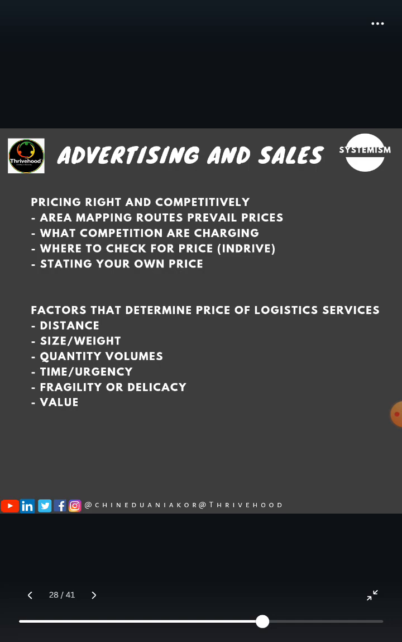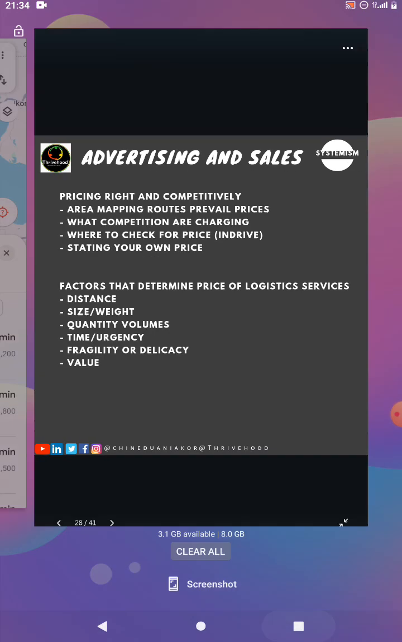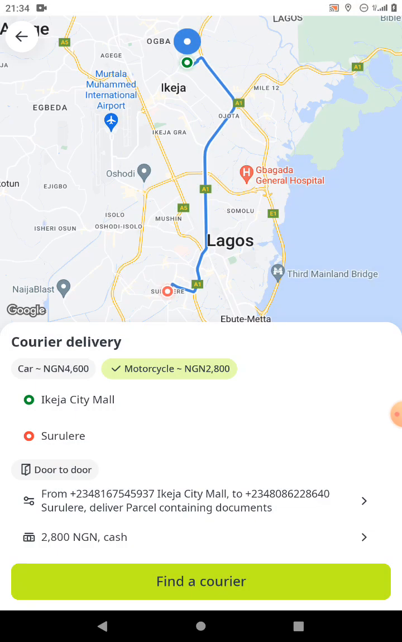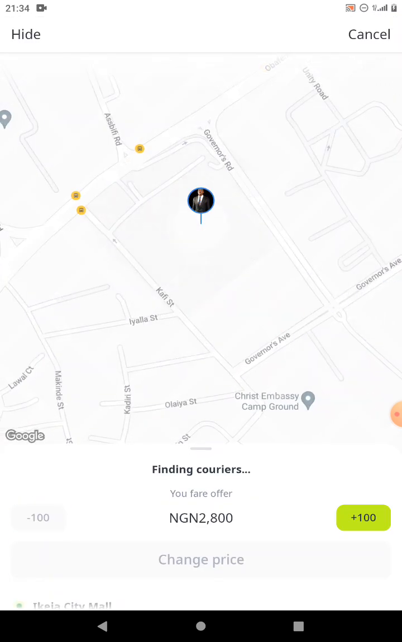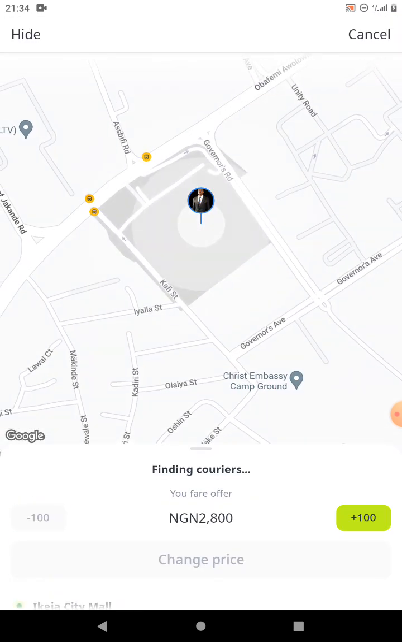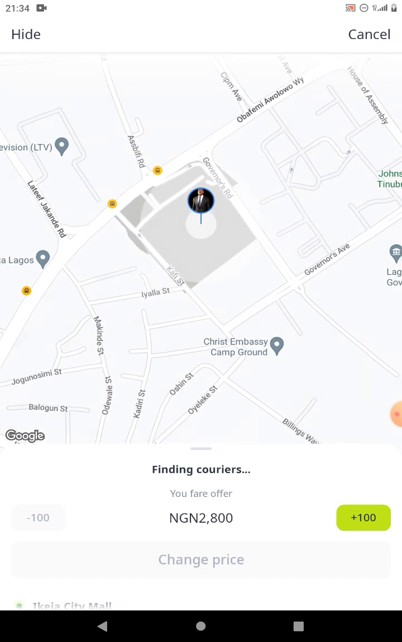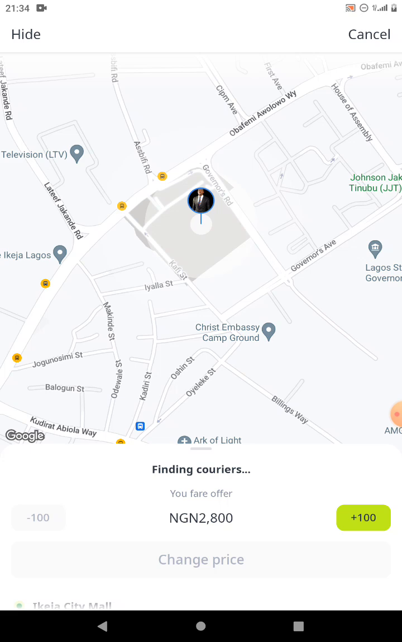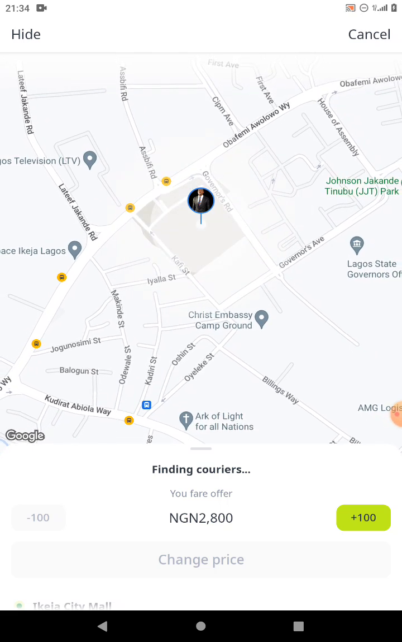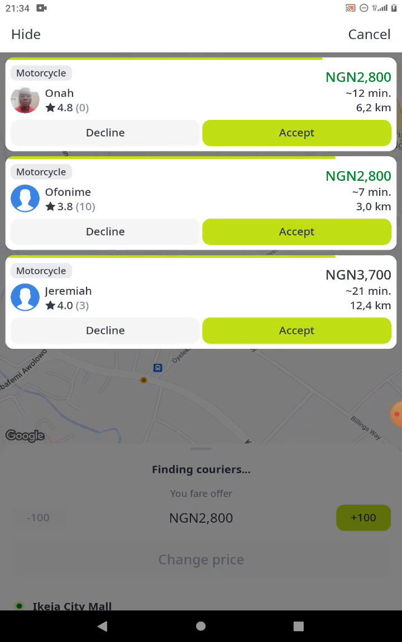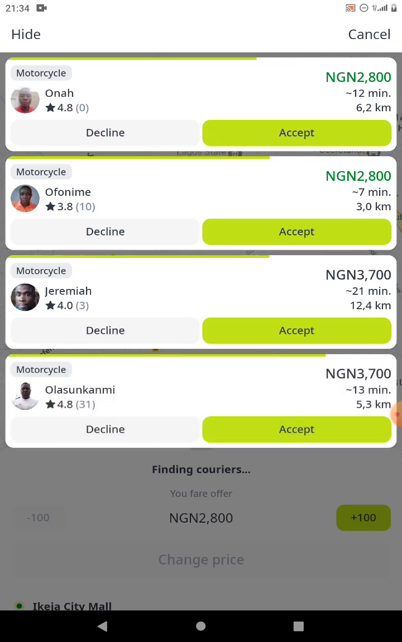So this is one of the places that you can easily find those delivery partners, people that you outsource to. So if you just click on this, done, now to find courier people, you see, start searching. Very soon now you might see some people. I think maybe because of the time, it's already late, you could hardly find riders at this time. But if it's during the day, you can see someone at 2,800. Somebody's also charging 3,700. Are you getting me?